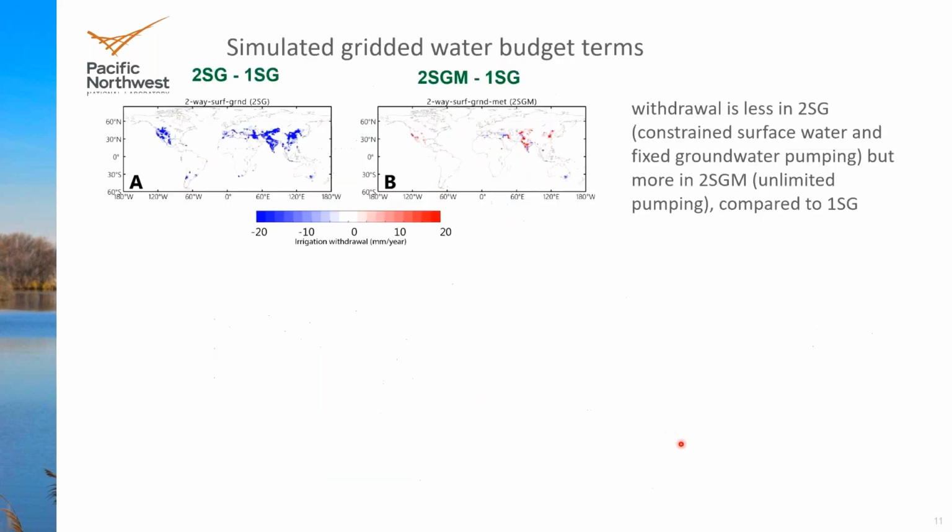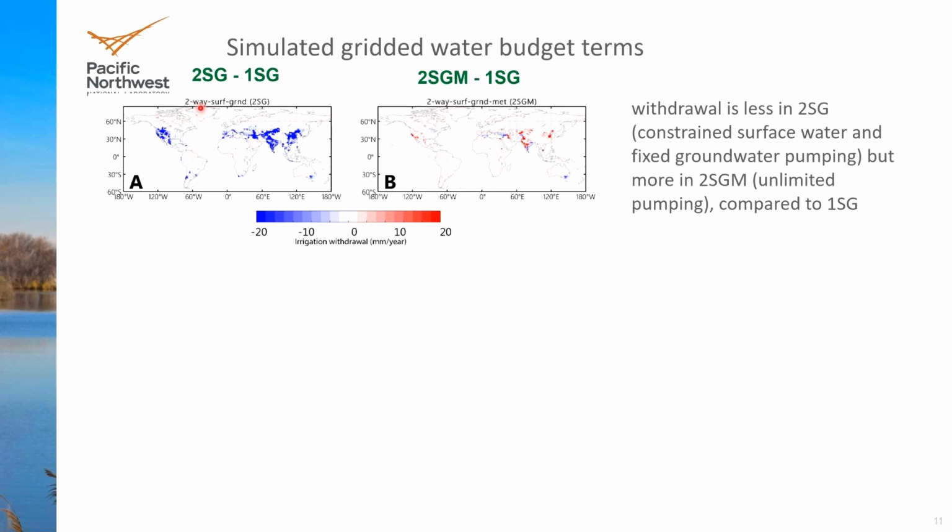Then we look at a few water budget terms, and we find the difference between 2SG and 2SGM compared with 1SG. Again, I want to remind you that 2SG is the two-way coupled surface water and groundwater, where surface water has a constraint, but 1SG is surface water and groundwater without constraint. And 2SGM is water always met, with surface water constrained.